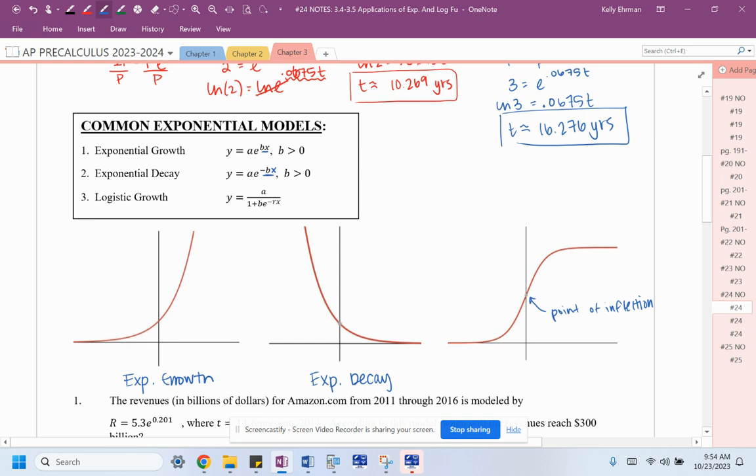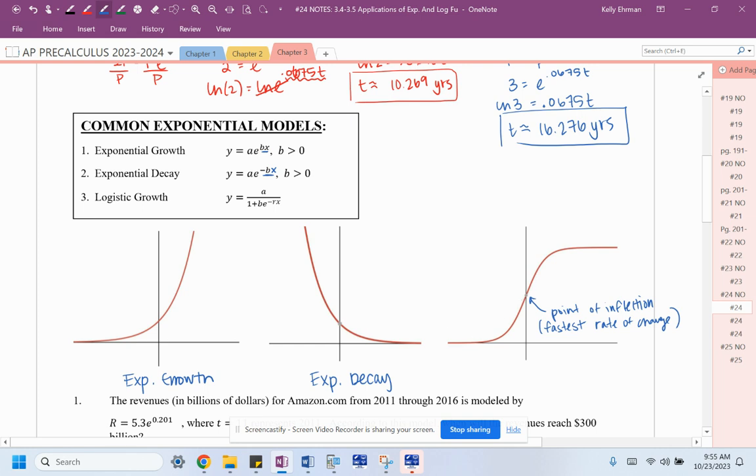There's got to be some sort of leveling out. Some parts of the species will pass away as others are being born. So, anyway, there's this point of inflection here. And the point of inflection is always the fastest rate of change. It's where we're switching from concave up to concave down.